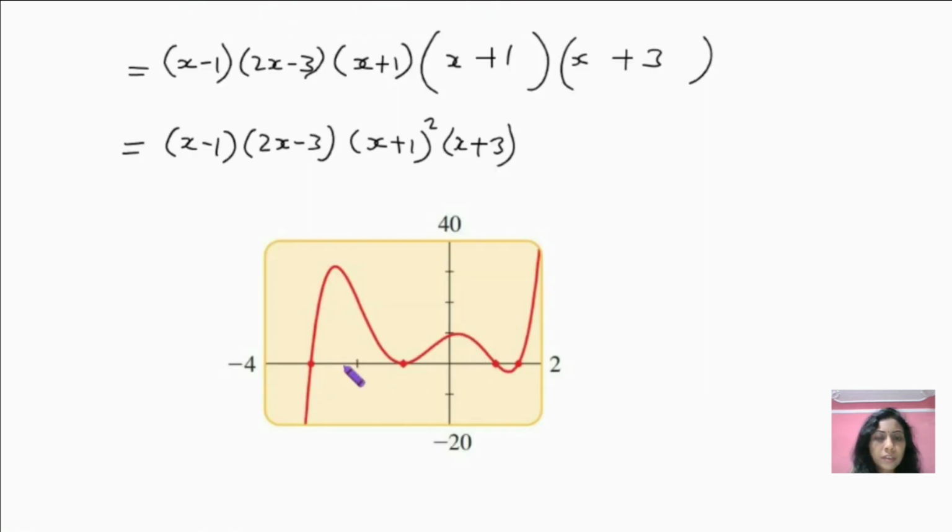Okay, this is the graph of the given polynomial, and we factorized like this.